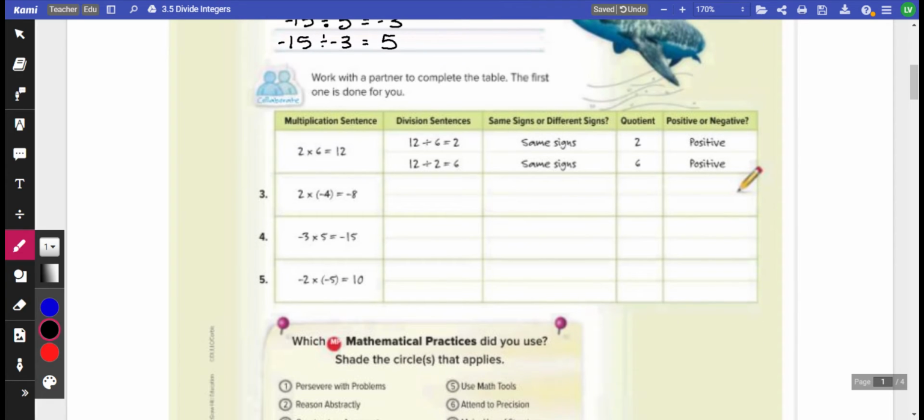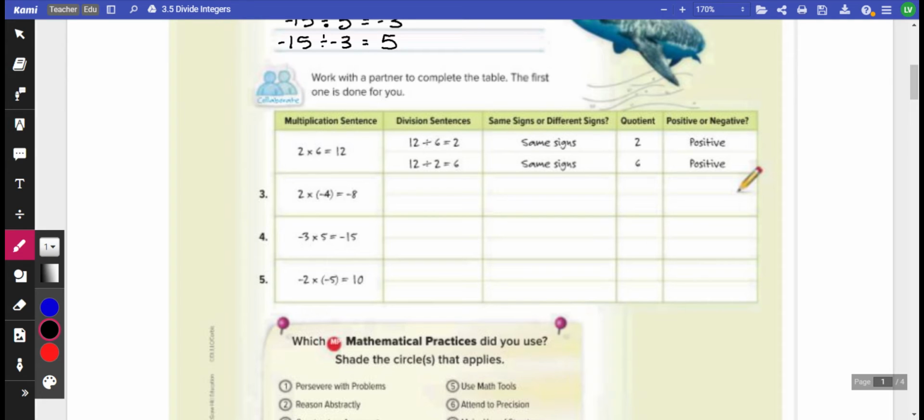So we're going to work together in completing this table. So in example, 2 times 6 equals 12. The division sentences are 12 divided by 6 equals 2, and 12 divided by 2 equals 6. For both of these, they have the same signs, meaning they're all positive, and all the positives equals a positive. So 12 divided by 6 equals 2, that's your quotient, and that is a positive. 12 divided by 2 equals 6, so the quotient is 6, and that's positive.